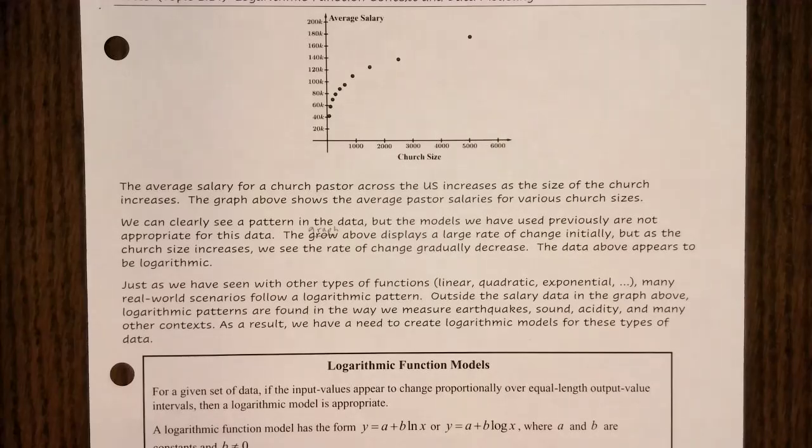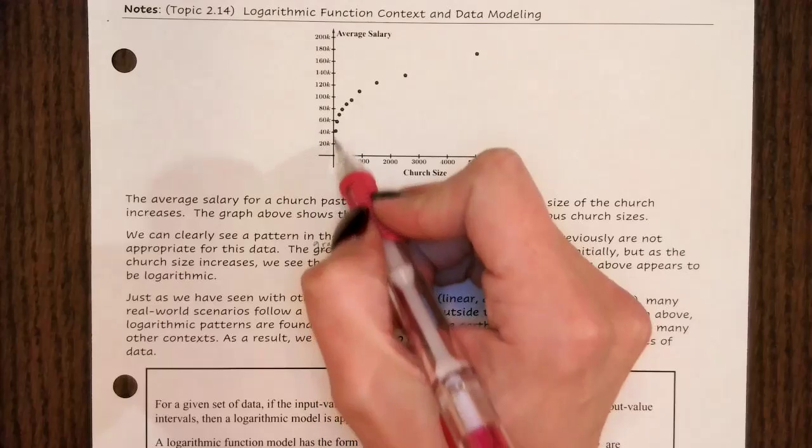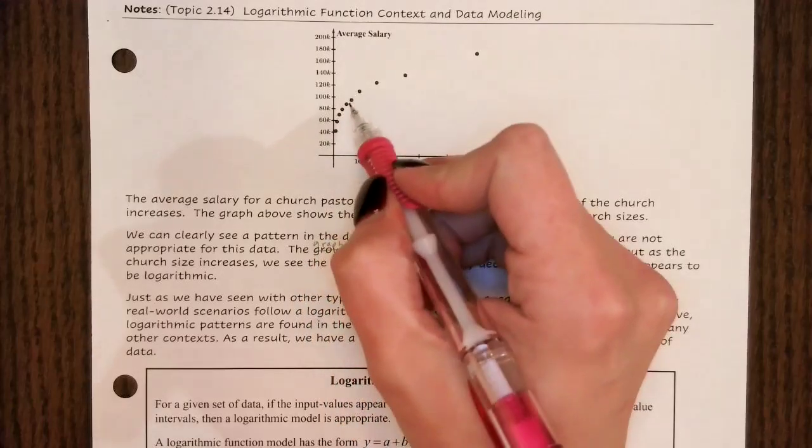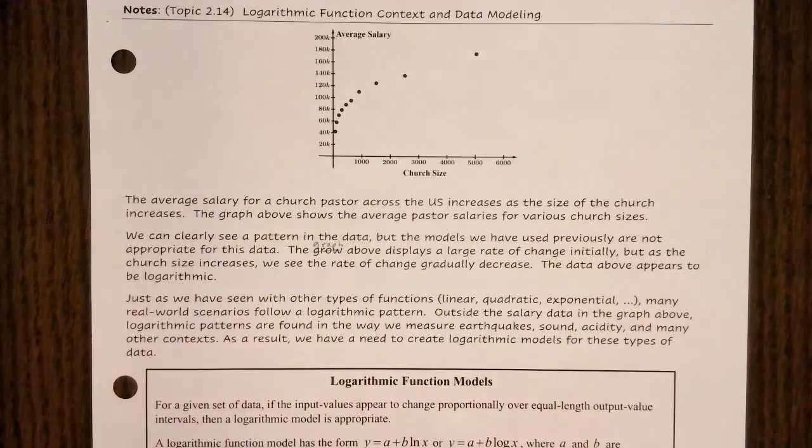We can clearly see a pattern in the data, but the models we've used previously are not appropriate for this data. The graph above displays a large rate of change at the beginning. So when we're starting here, there's a larger rate of change. As we start moving this way, our rate of change slows down. And so that models a logarithmic function.